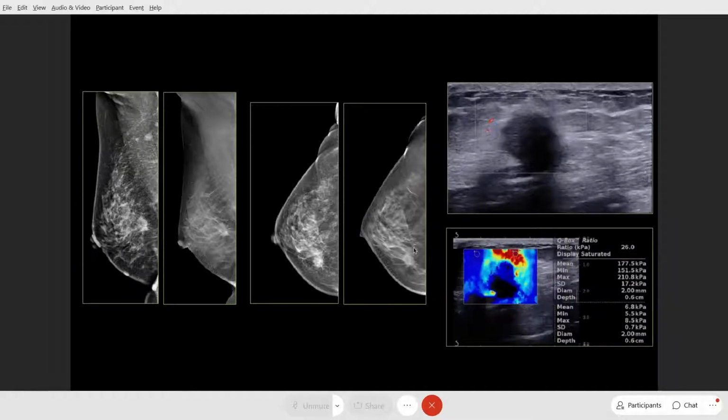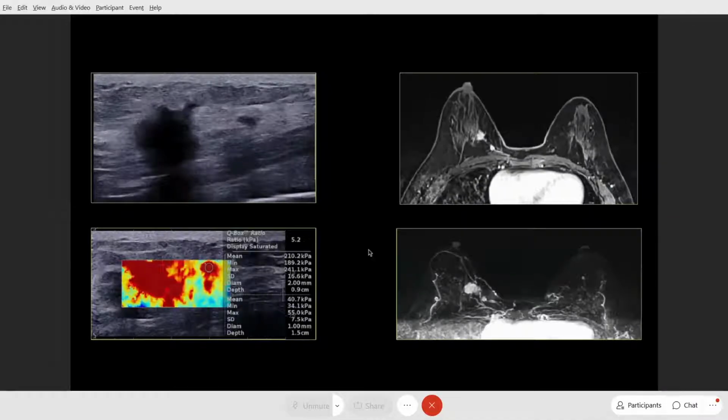So what's the role of ultrasound here? If you carefully look at the surrounding area, you can see this little lesion which is seen in the inferior, posterior and medial aspect of the index lesion. And this also shows equally hard elastography values. And this MR was performed because she wanted a breast conservation surgery.